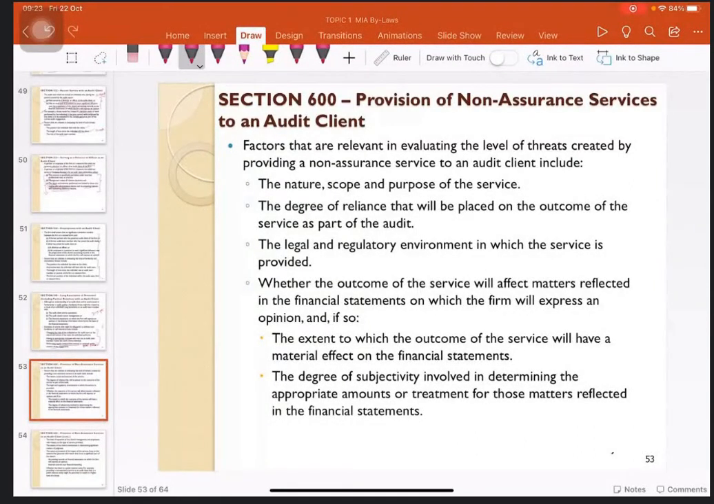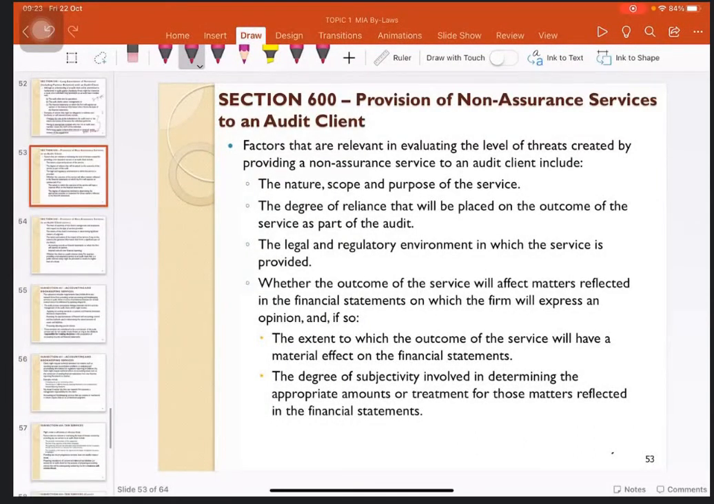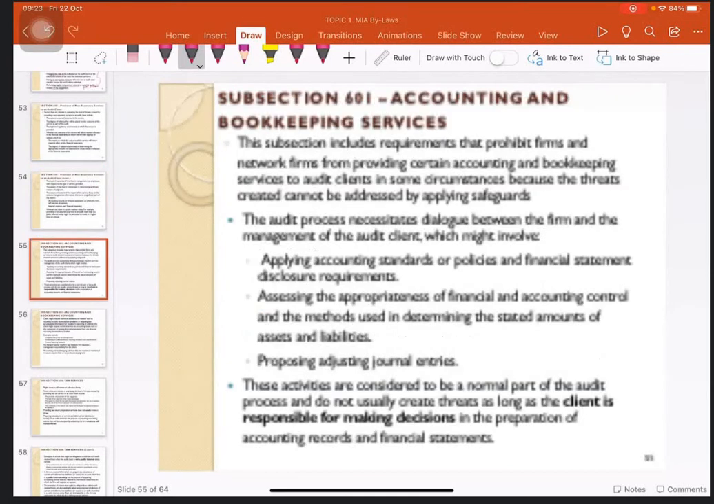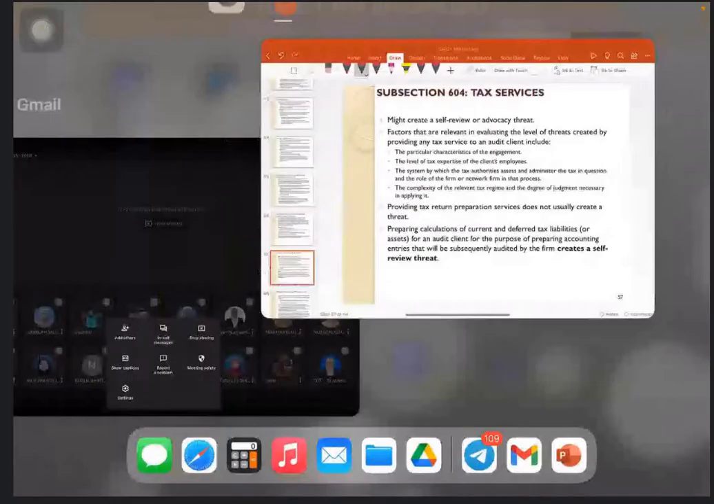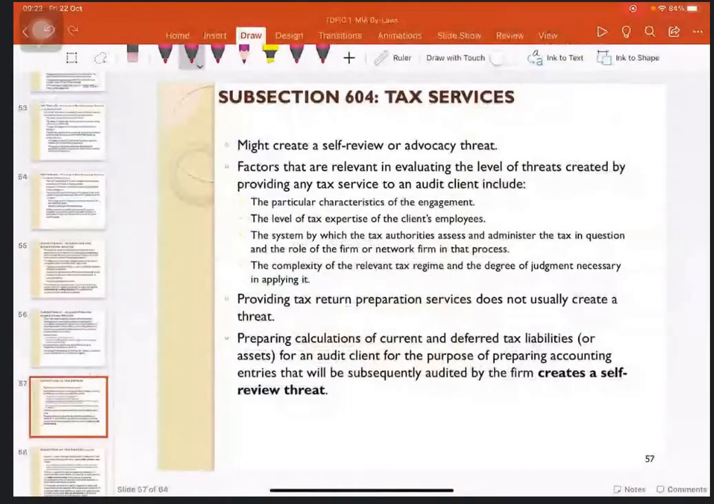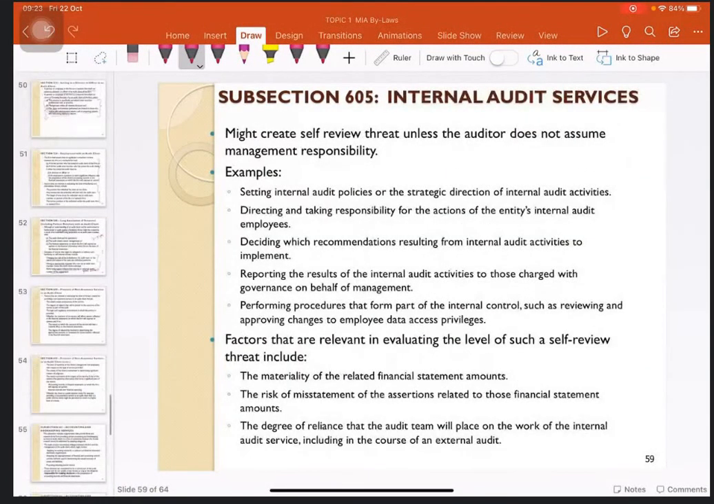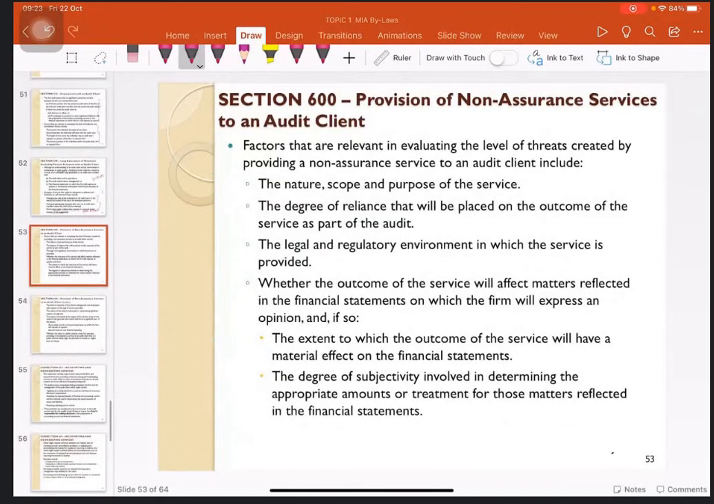Okay, provision of non-assurance services. This one kita akan ada satu topik, okay? Kita ada topik lain lagi, providing other non-assurance services to our client, okay? So section 600, this one I tak sure sama ada I nak, kalau previously I tak cover dengan student sebab I will cover dalam next topic. Okay, this one, never mind, kita just tengok dulu ya kelas ya.